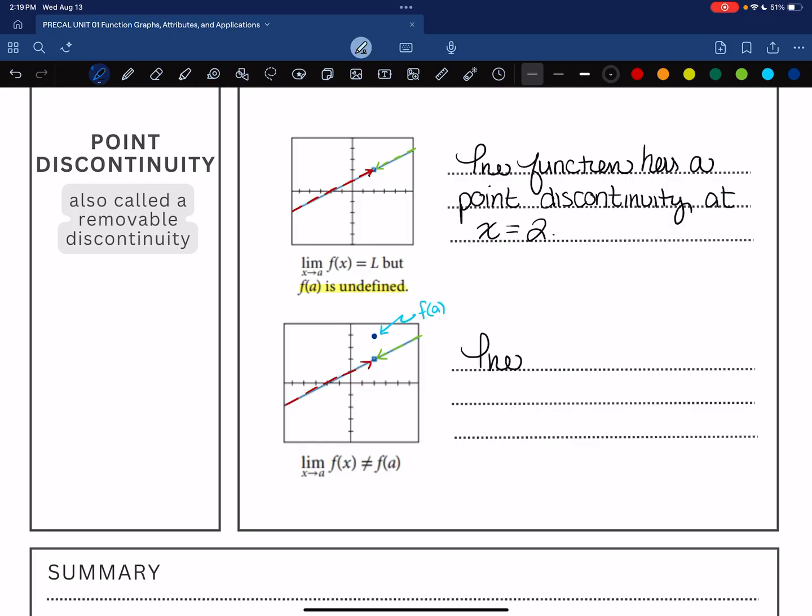So to summarize, the function has a point discontinuity. You could also say removable discontinuity. That means the same thing. And again, it is here at x equals 2. That's the a value that we are seeing.